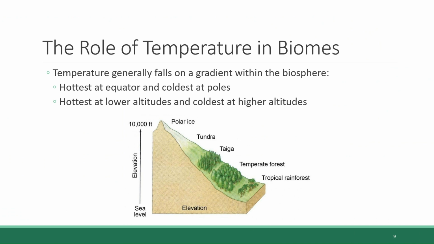This illustration here shows how different biomes tend to be arranged relative to elevation above sea level, with tropical rainforests occurring closest to sea level, followed by temperate forests, then taiga, then tundra, and polar ice at the highest elevation.